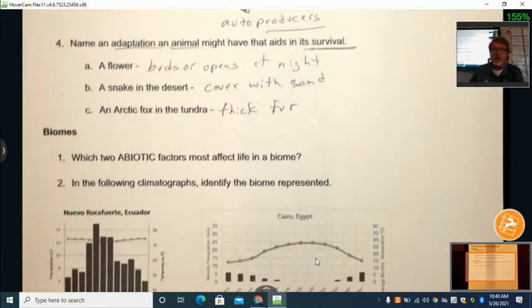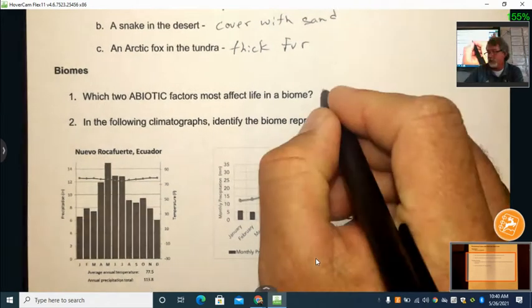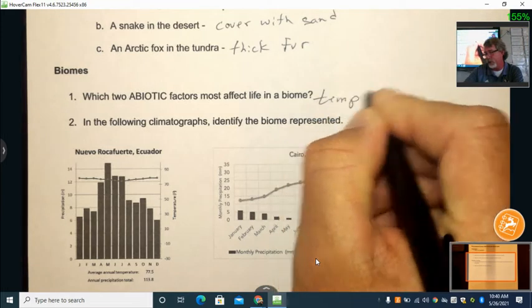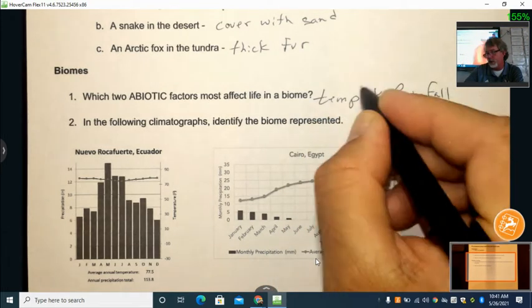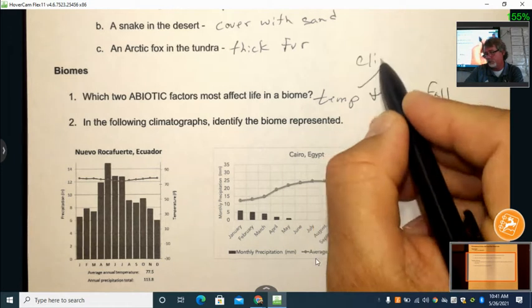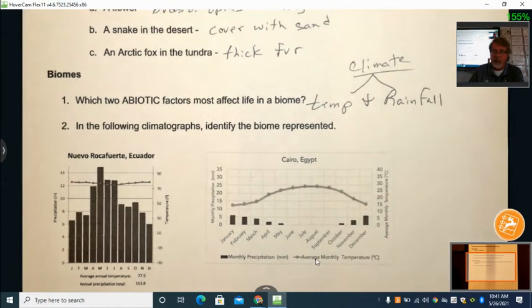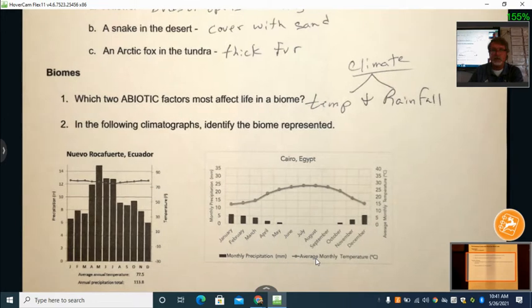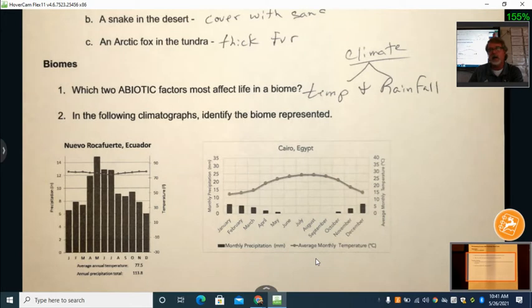All right, what two abiotic factors most affect the biome? Those are the two we did on these climatographs, and they're shown on these climatographs, and that is temperature and rainfall, which together makes, well, it's going to make the climate. But yes, you definitely do have to take into account the temperature for how that would affect greenhouse.